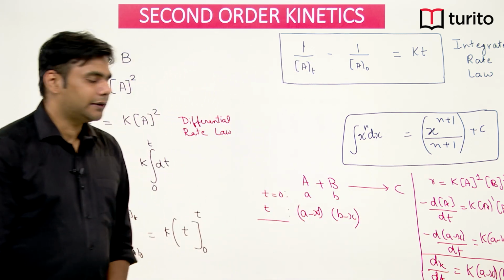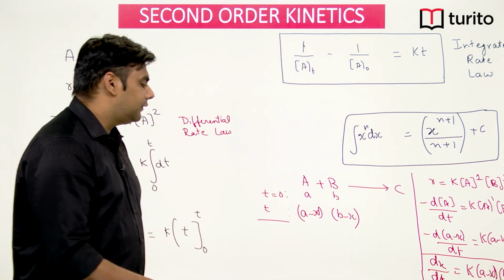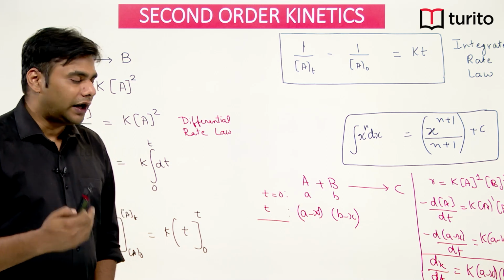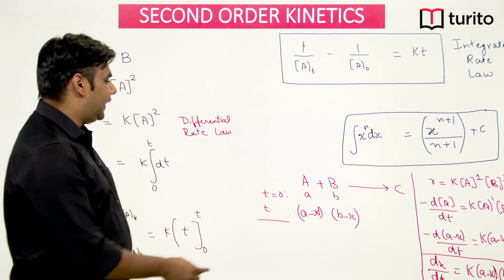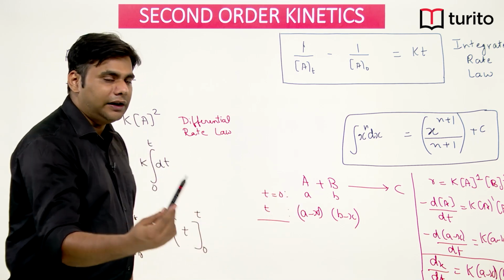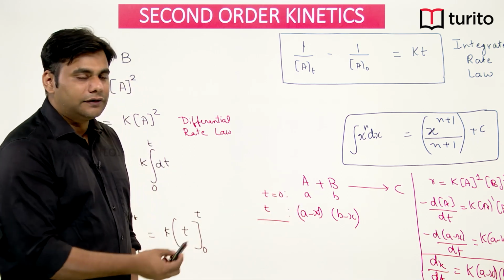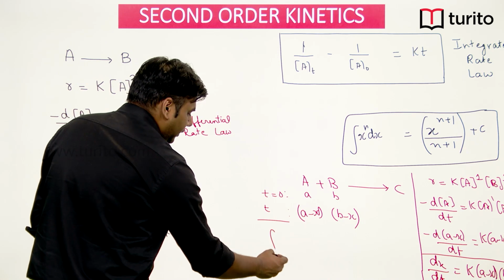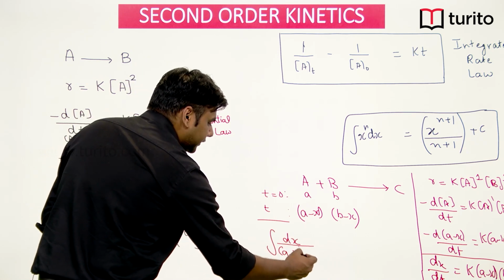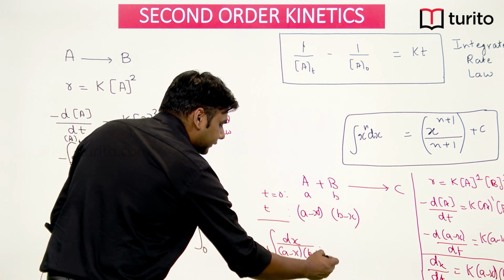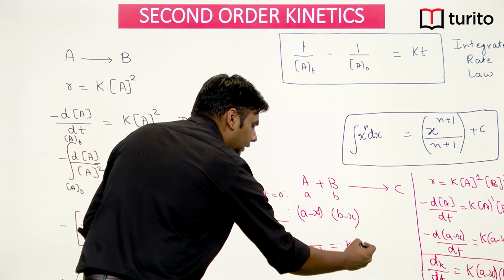So this will be dx upon dt. We'll integrate this from time t equals 0 to time t equals t. At time t equals 0, the value of x would be 0, and after time t, the value of x is x. So this we have to integrate through integration by parts. So this is basically 1 upon (a minus x)(b minus x) dx equals k dt.